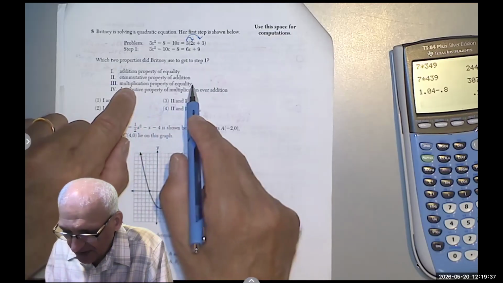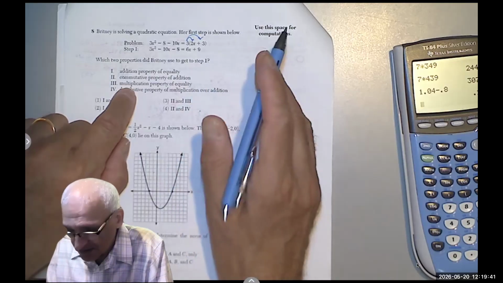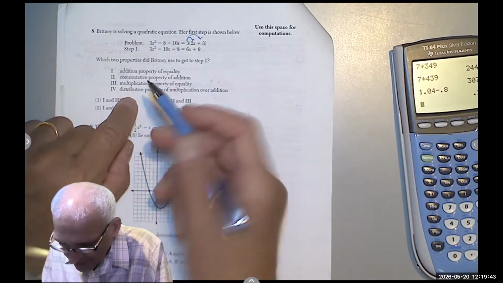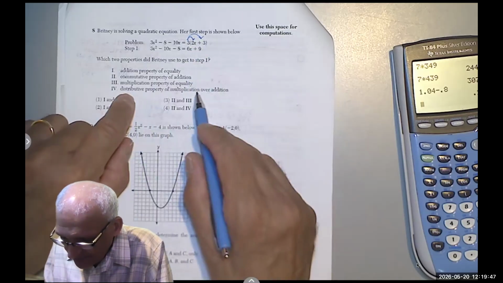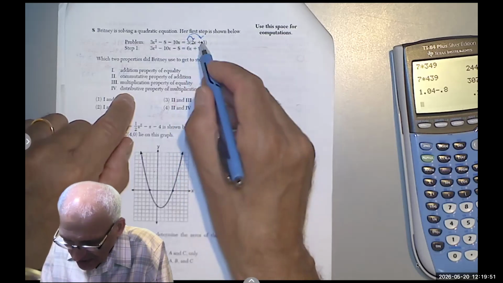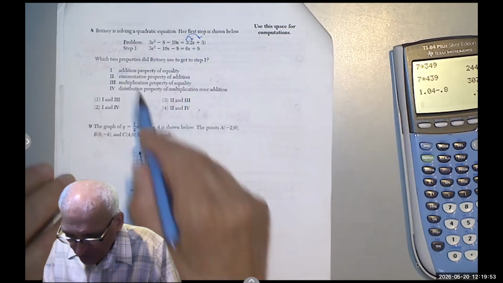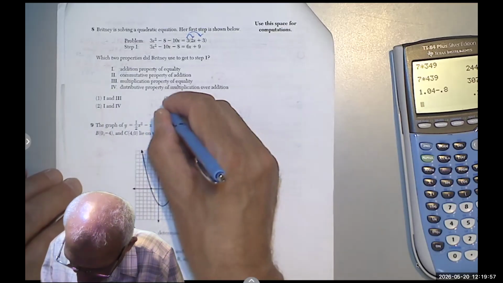Multiplication property of equality is when you multiply or divide both sides by the same constant. That's not, so it must be the third. Distributive property, yes, of multiplication over addition. Yeah, multiplication over addition. So it's 2 and 4. 2 and 4 is the last option.